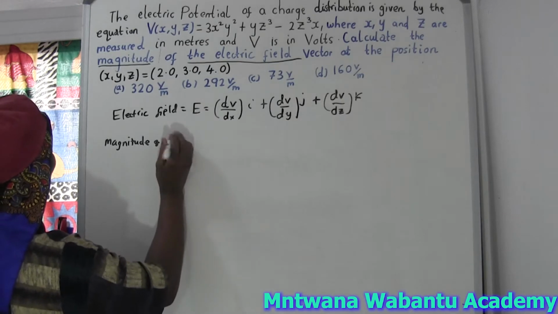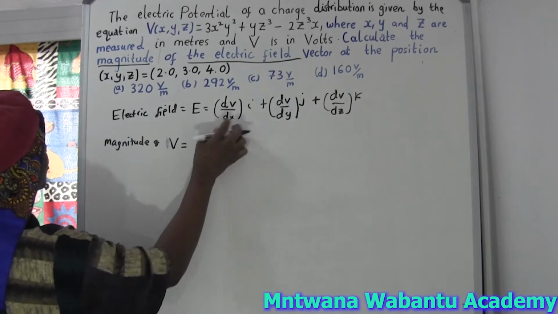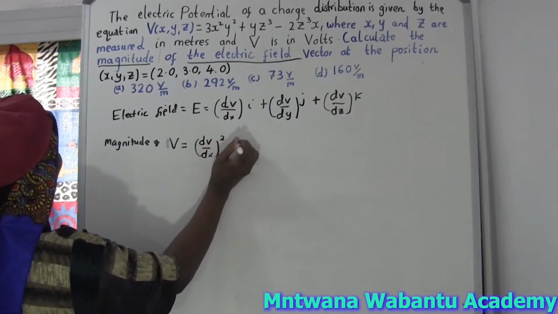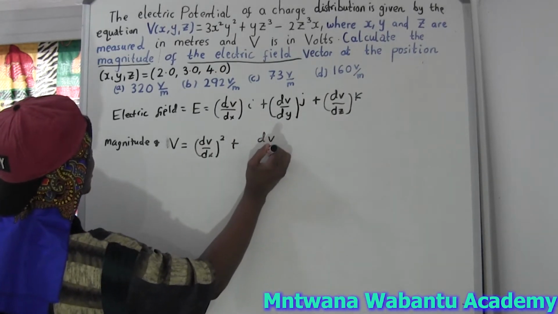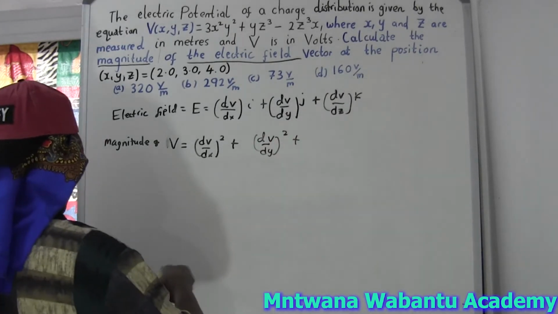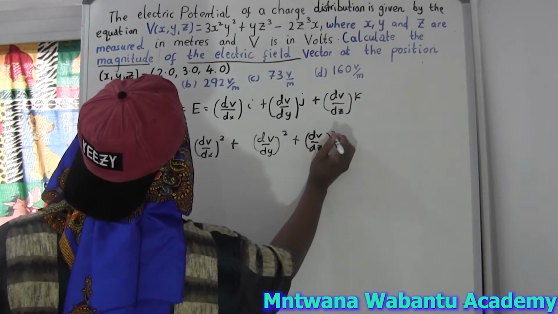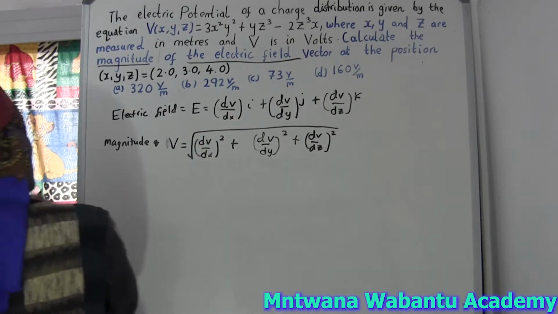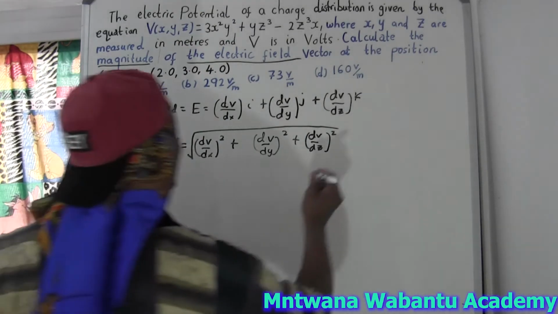You take the magnitude of that vector, which equals the square root of dV/dx squared, plus dV/dy squared, plus dV/dz squared. That's how we get the magnitude of a vector. And remember, the magnitude of a vector means the distance or length.